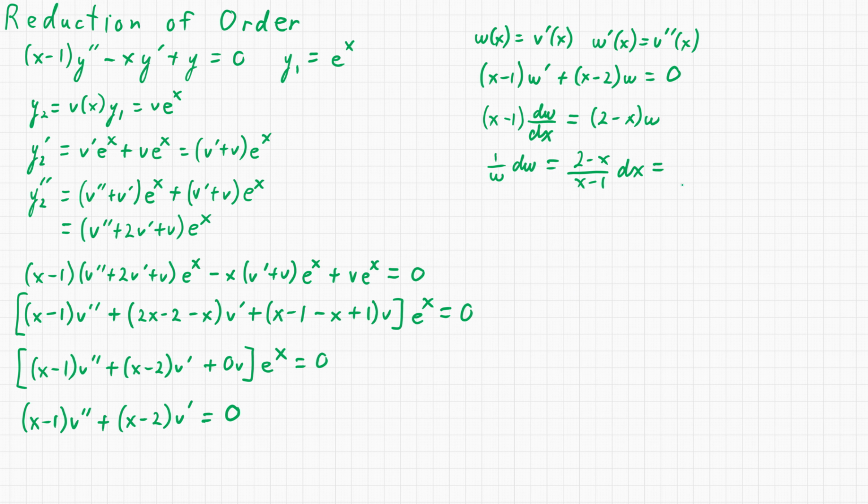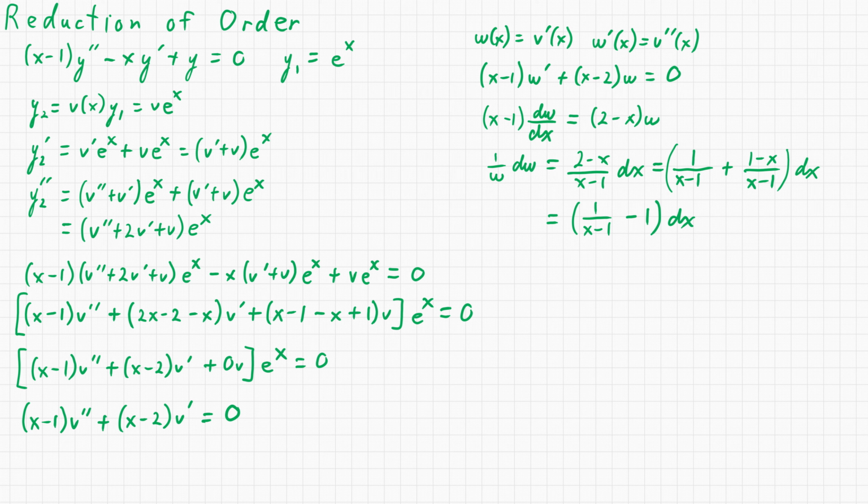I want to get that to look a little nicer, so that's the same thing as 1 over x minus 1 plus 1 minus x over x minus 1. The 2 I split up into two different ones, and that's all dx. Then that simplifies into 1 over x minus 1, minus 1 dx.